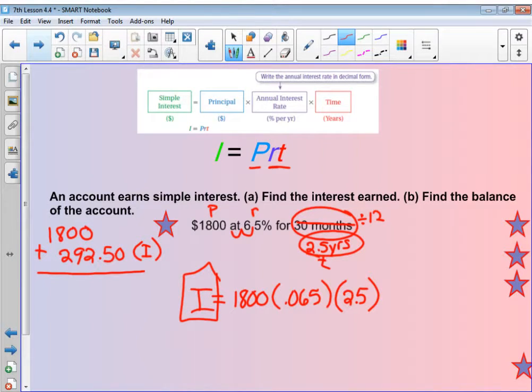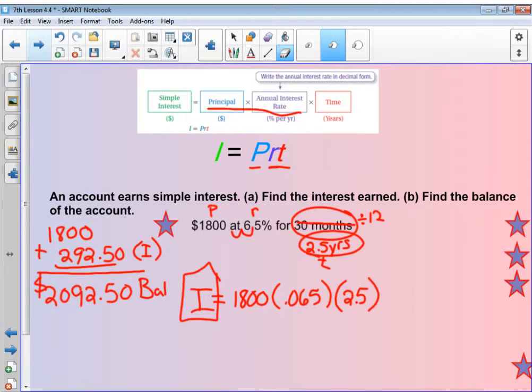Now to figure out my balance, remember we're going to add those two together. My principal originally was $1,800, plus my interest of $292.50. When I do that, I get $2,092.50. My interest was $292.50. My balance in my account now is $2,092.50.